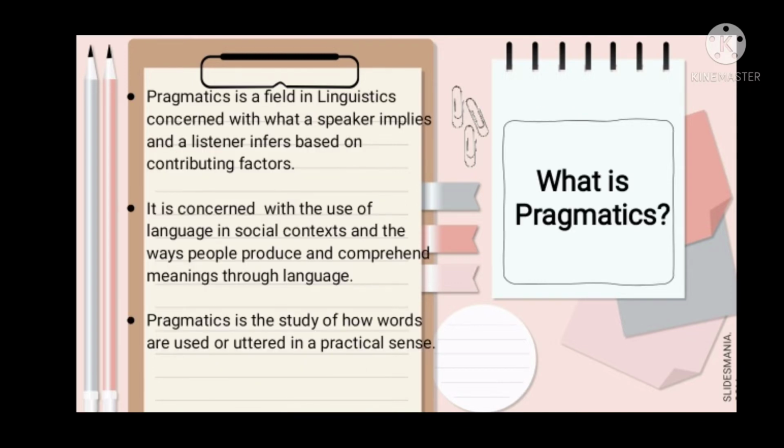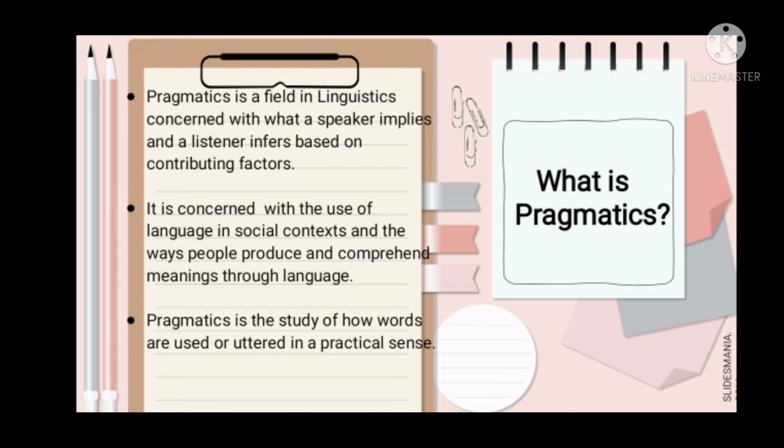Let me define what pragmatics is. Pragmatics is a field in linguistics concerned with what a speaker implies and what the speaker infers based on contributing factors. Pragmatics is concerned with the meaning of the message from the speaker and what information the listener can acquire from that message. The meaning of the message can change based on the factors that may affect the communication process.